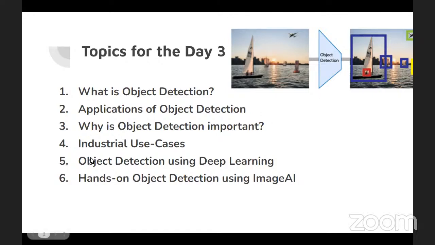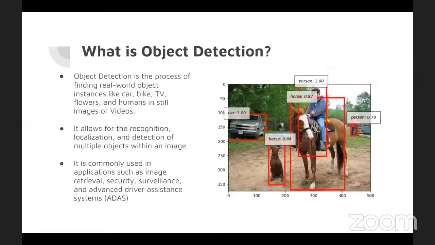Then we will come to hands-on object detection using ImageAI. ImageAI is a popular library which is used for object detection. Okay, so let's start the session. So basically, what is object detection?